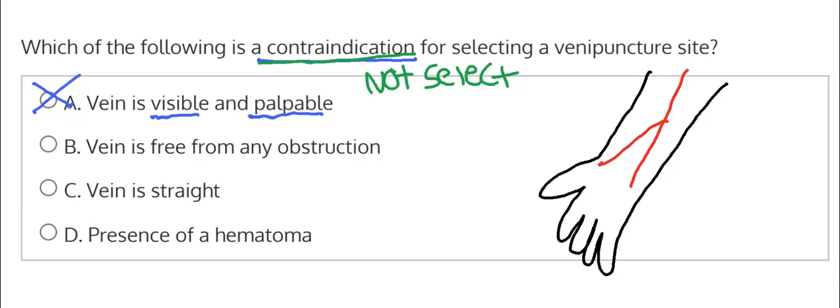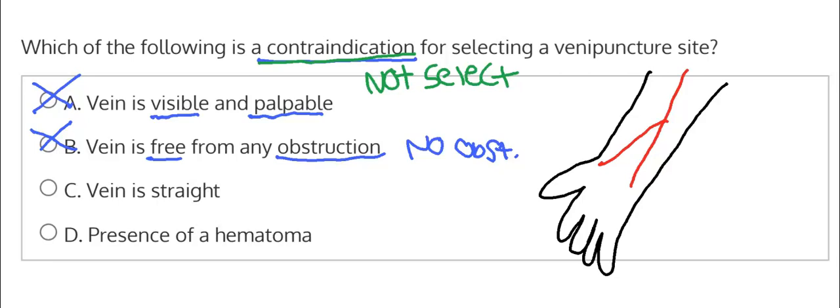Option B says the vein is free from any obstruction. So free from obstruction, so there is no obstruction, nothing blocking it. And that would also be a good indication to pick a certain spot. So we can eliminate that.